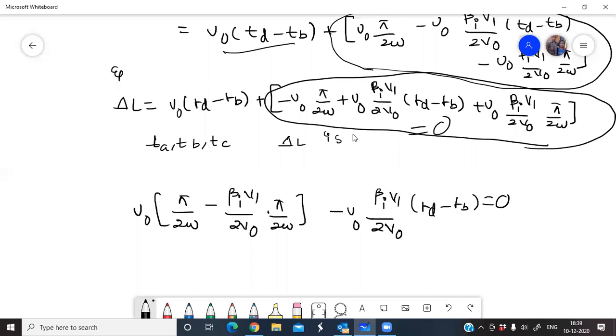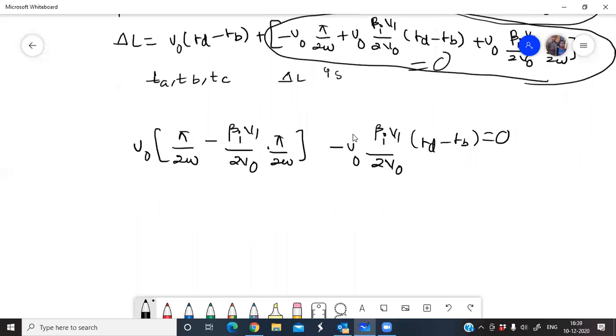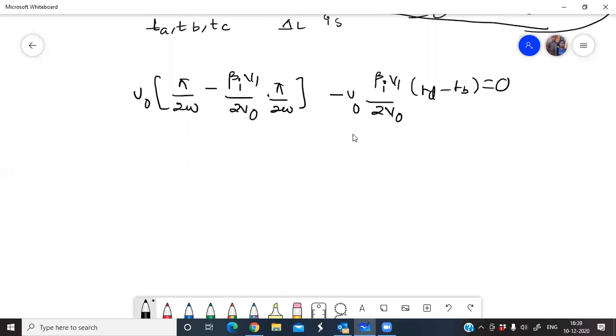And from that equation, I want to take V naught as common from these two terms. Again, minus V naught into beta I V1 by 2 V naught into TD minus TB equal to 0. So next step, now again I want to write: V naught into pi by 2 omega minus beta I V1 by 2 V naught. It's a lengthy one, but easy one.